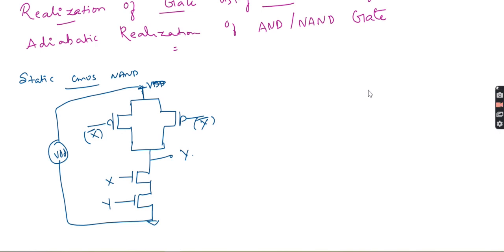So now here what you have to do is convert this to an adiabatic logic circuit. First we have to rearrange this. In the sense, the PMOS and the NMOS, you can rearrange X and X bar as well as Y and Y bar. You can rearrange it.